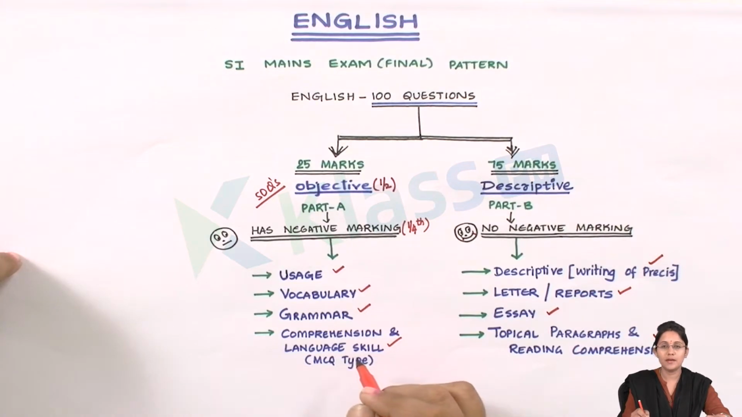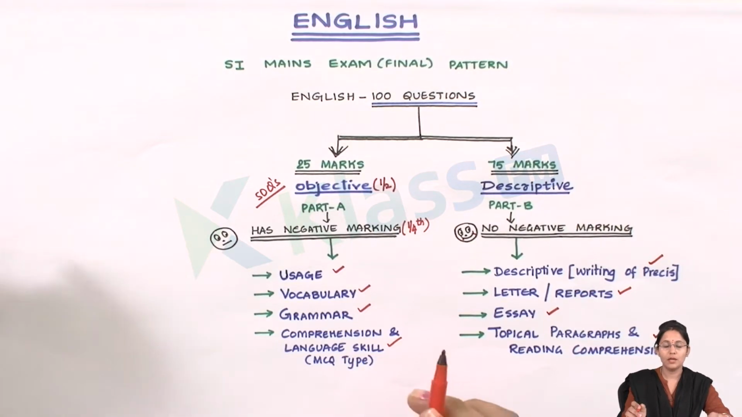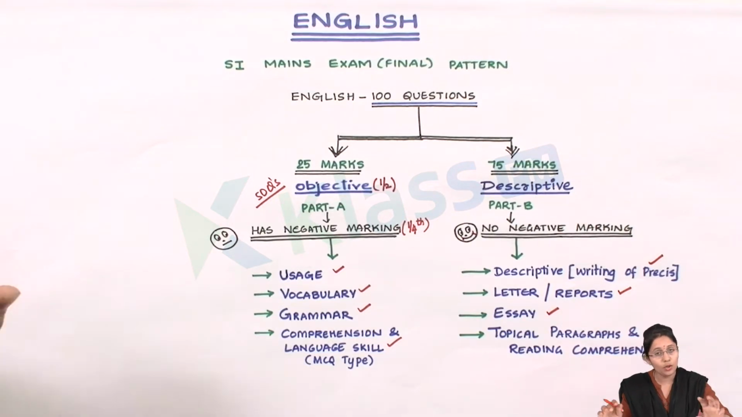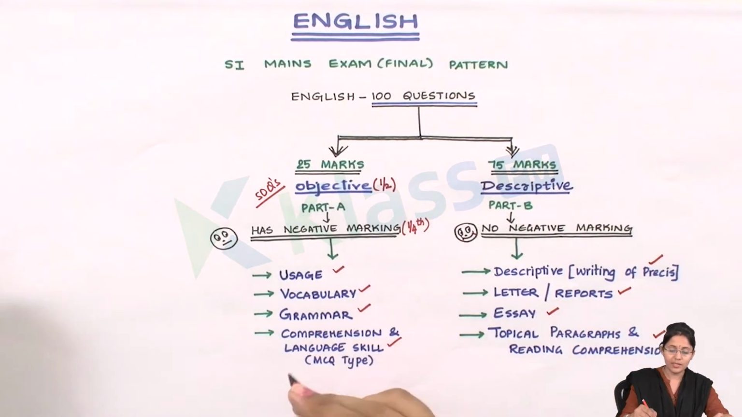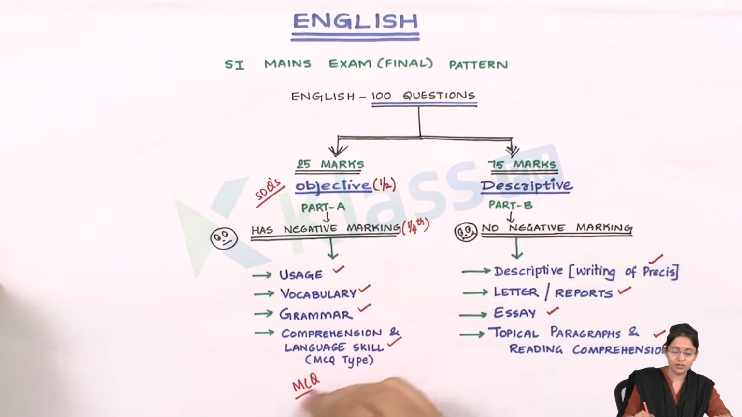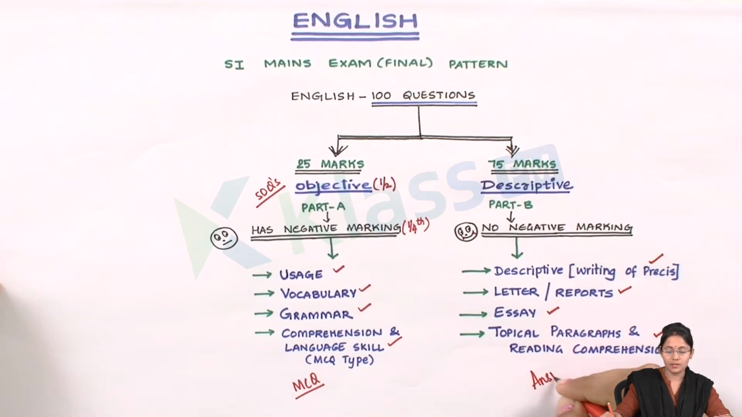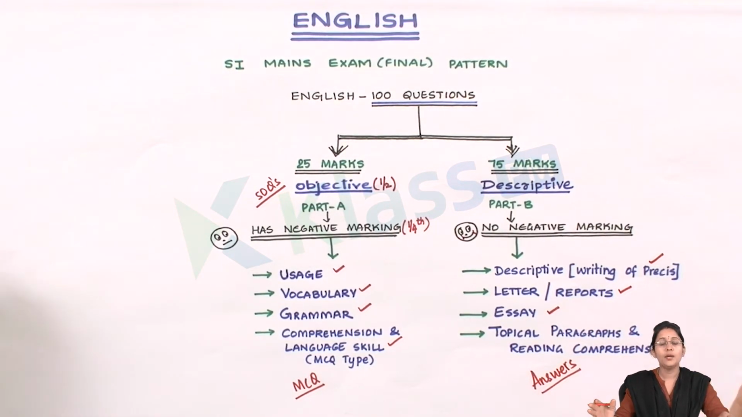Here for comprehension answers, you will have options like A, B, C, D, and you have to choose the option. But here they may not give you options. Only the question will be given. You have to find the answer from the paragraph and write. So these will be like multiple choice questions, and these will be direct answers. Okay, I hope I have justified the introduction of the paper.